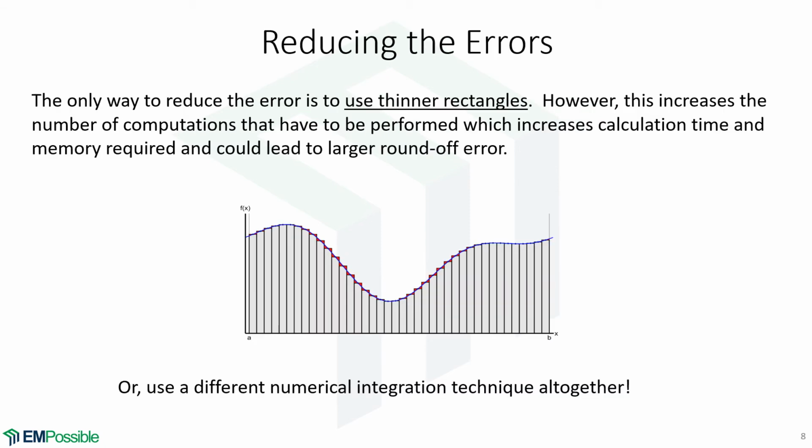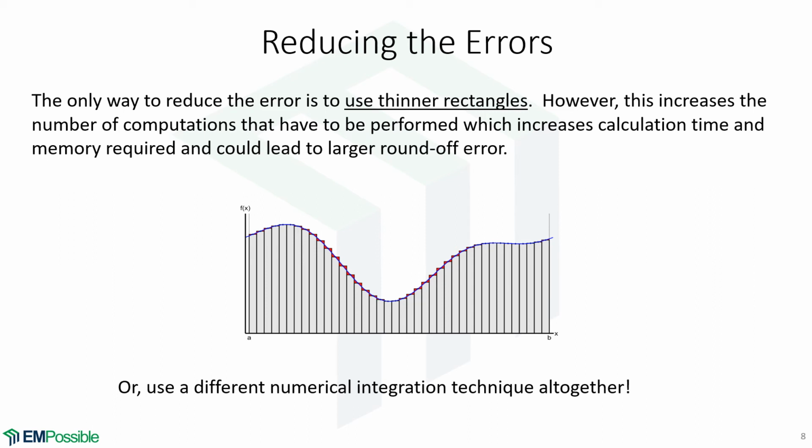How do we fix this? Well, there's two ways. The easiest way and most obvious way is use thinner rectangles. Notice if we add up the area of the red regions, there's less area. Now, that's okay, we can use thinner rectangles, but there's more rectangles. That means there's more calculations, there's more memory required.